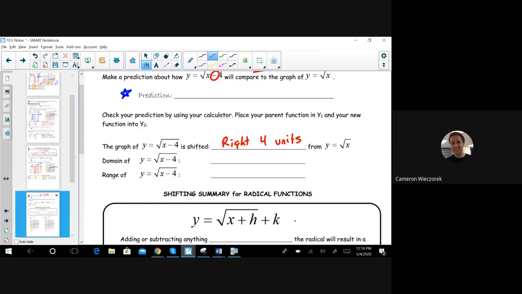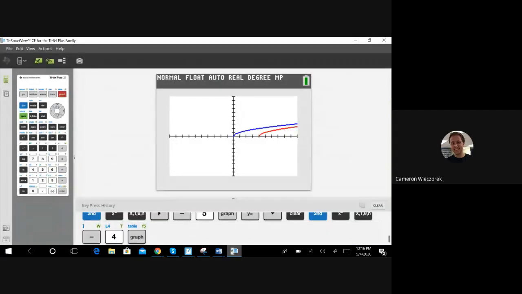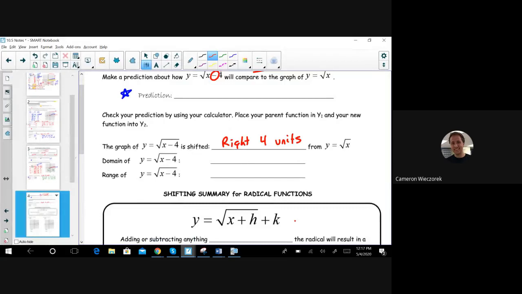Okay, so let's look at the graph again. The domain, now everything's starting at 4 and going to the right. It's not starting at 0. So this domain we would expect to be all x values greater than or equal to 4. In interval notation, it'll be 4 to infinity.